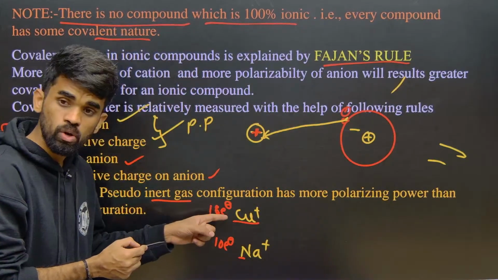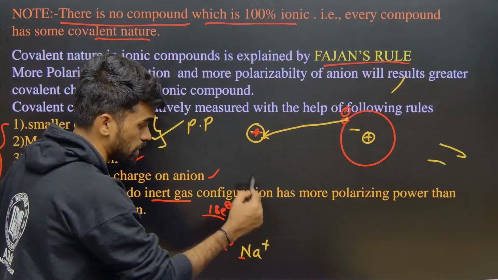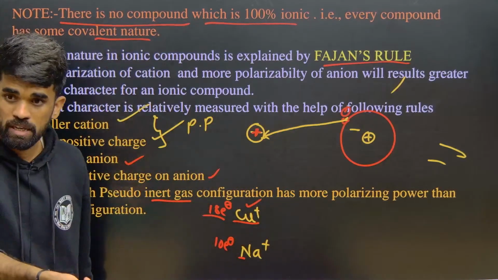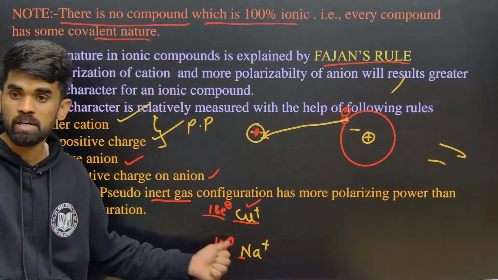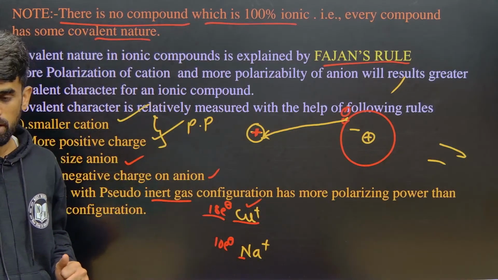Now cations with pseudo inert gas configuration are more effective at dragging the electrons when we compare them with the normal inert gas configuration.